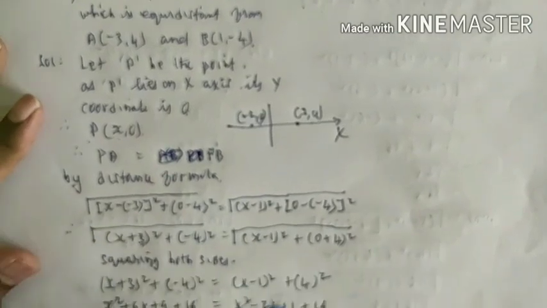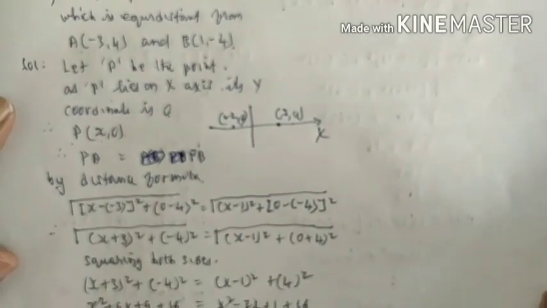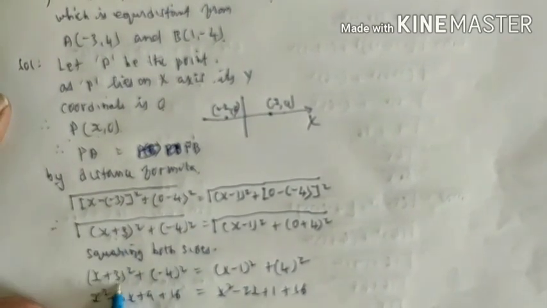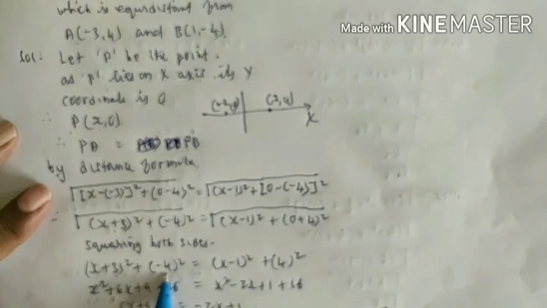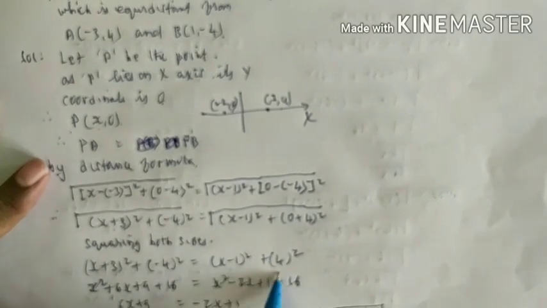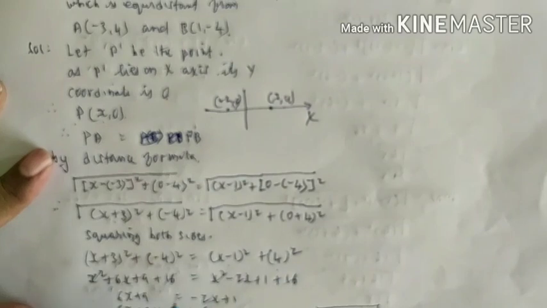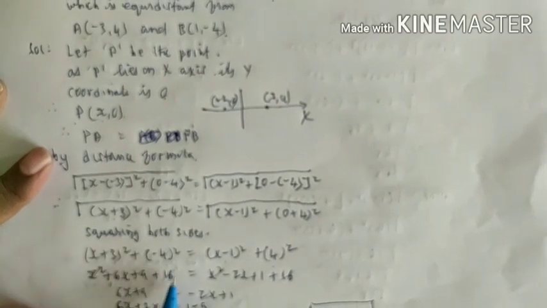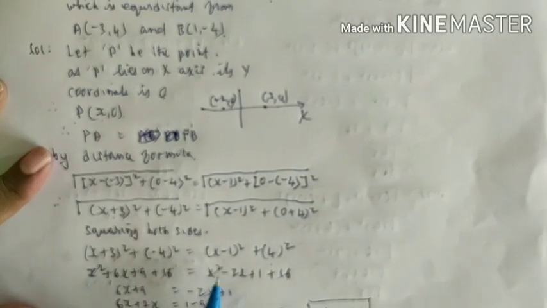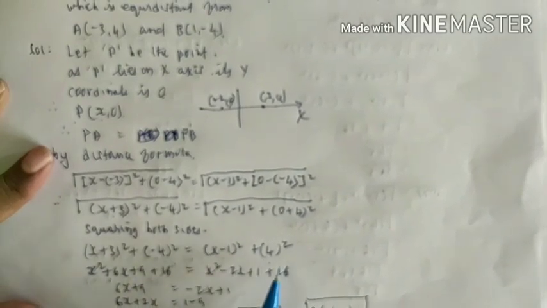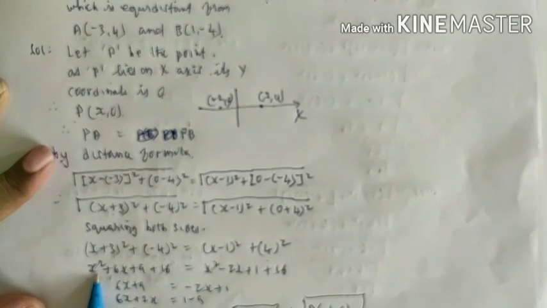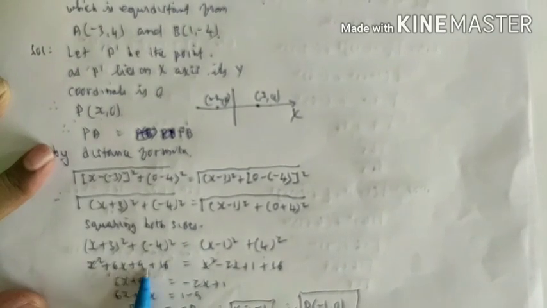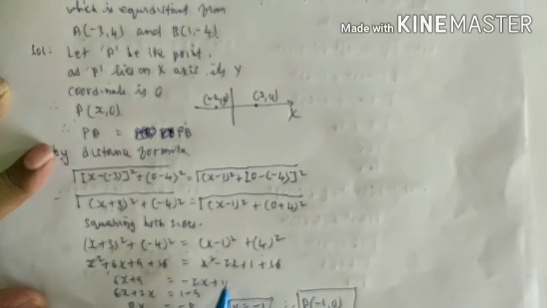Now what shall we do here? We shall square both the sides. If we square both the sides, this root sign will go away. What is left now? (X plus 3) whole square plus minus 4 square is equal to (x minus 1) whole square plus 4 square. Now (x plus 3) whole square is x square plus 6x plus 9, minus 4 square is plus 16. (X minus 1) square is x square minus 2x plus 1 and 4 square is 16. So x square will get cancelled both the sides. 16 will get cancelled. We get 6x plus 9 is equal to minus 2x plus 1.